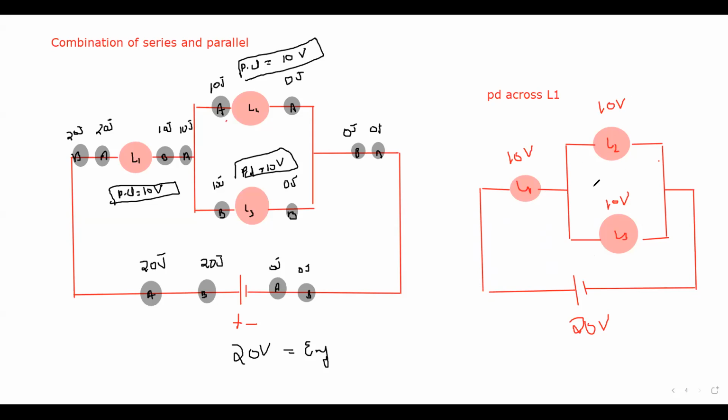So even if I connect another lamp, L4, here, what will be the voltage across that lamp? That lamp will also receive the same 10 volts. Even if I connect a fourth lamp, that will also receive the same 10 volts. So in parallel, the voltage is the same across the components, whereas in series, the voltage will divide between the components. Is it clear? The concept of the voltage in the circuit?